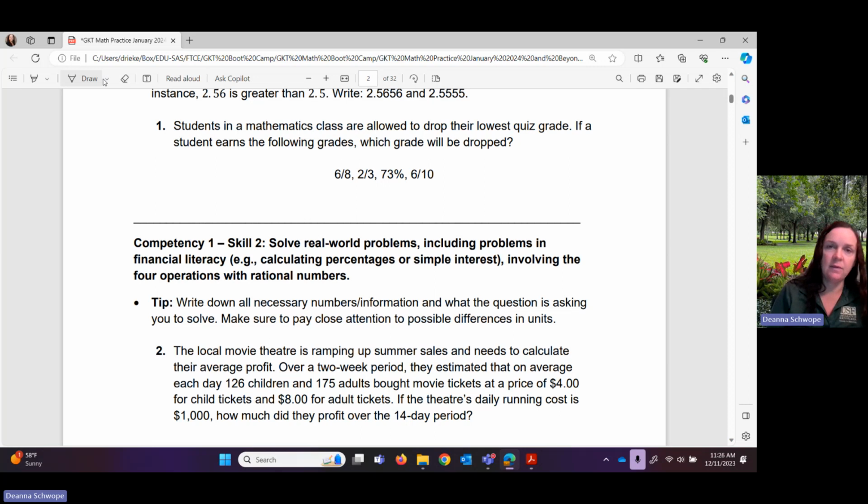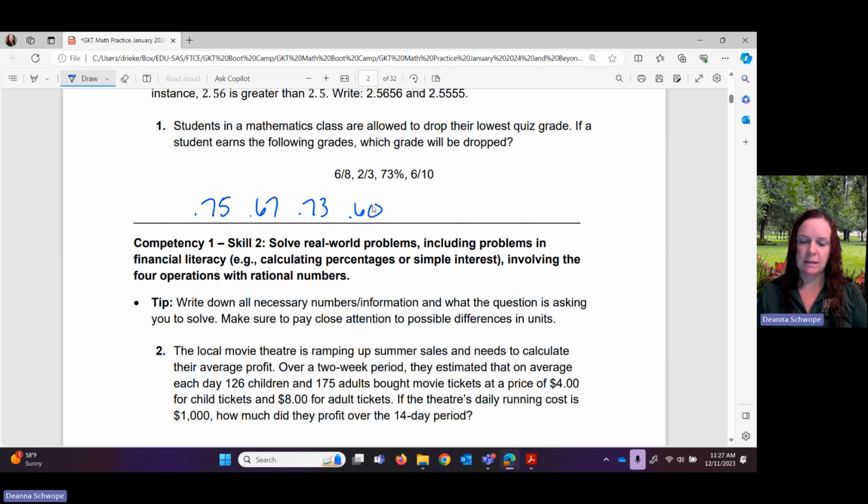So if you take 6/8, I'm going to go 6 divided by 8, which is 0.75. And then 2/3 is 2 divided by 3, which is 0.66 repeating, so 0.67. 73%, you move your decimal 2 places to the left. And 6/10, if I divide 6 divided by 10, I get 0.6, which I'm going to make it 0.60.